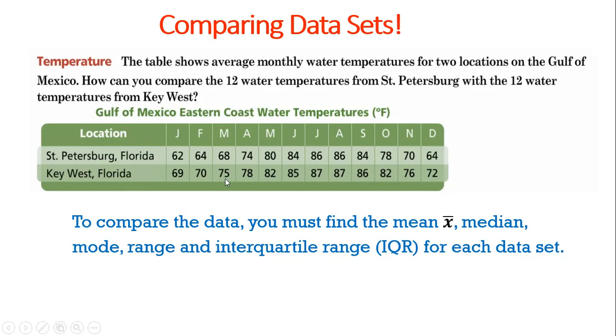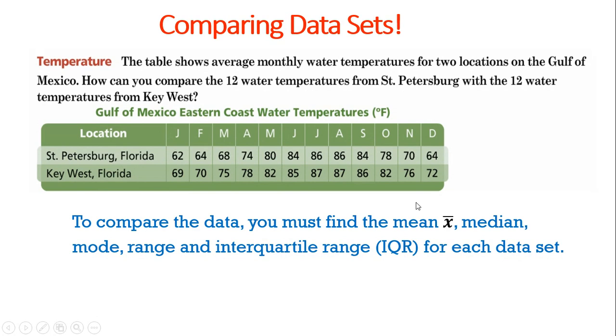Similarly, February, March, April, May, June, July. What statistics is great for is this: just looking at this data, it appears that every single month, if I do a little comparison, St. Petersburg is colder, colder, colder, and so on. I think St. Petersburg's temperature is colder, and Key West water temperatures are going to be warmer.